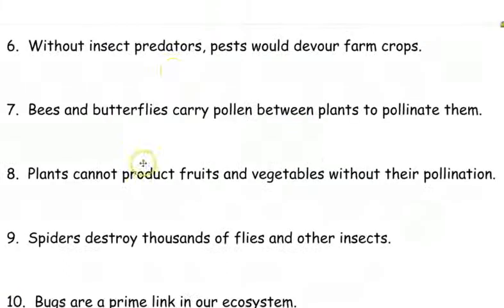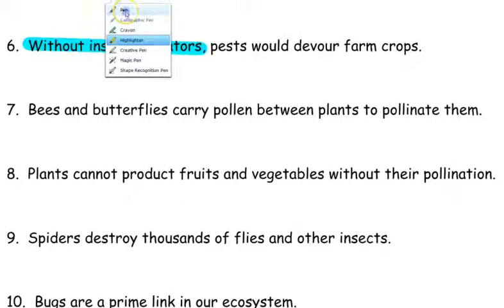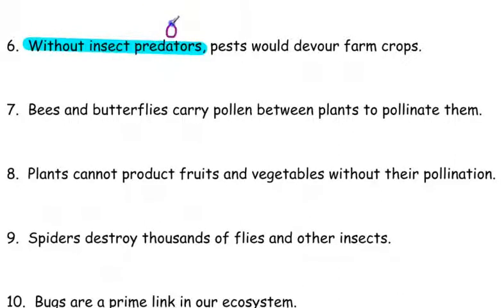Okay. Now I'm going to skip over here to number 6 just to talk about one more thing. As we look for our prepositions, I see the preposition "without." So I look for a noun: without what? Without insect predators. Predators is a noun. So there's my object of the preposition. And I have a modifier. What kind of predators? Insect predators.